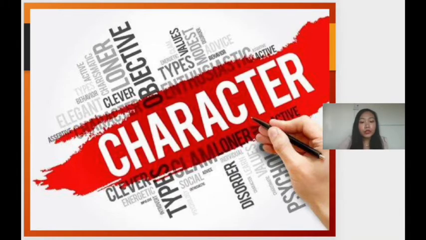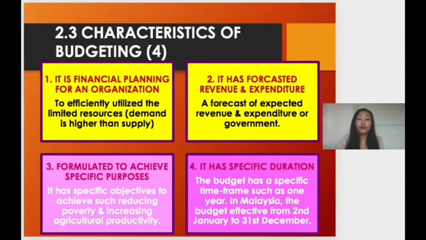Next one, we are going to see the characteristics of public budget. Okay, so what do you understand about characteristic? Characteristic is a feature or quality belonging typically to a person, place, or thing and serving to identify them. In terms of public budget, it has four characteristics or features that represent public budget. All of these features are very straightforward. So these are the four characteristics of budgeting, yeah guys.